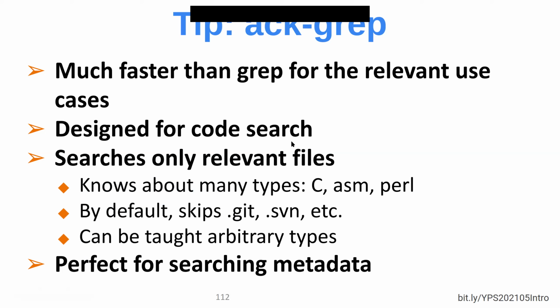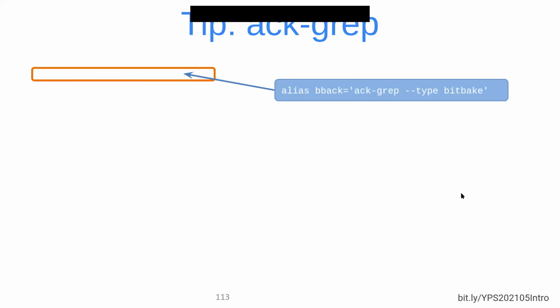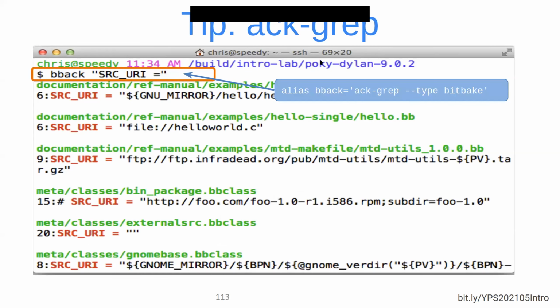We'll see that. You can use grep here, which allows you to grep for the relevant use cases. It's designed for code search. It knows about different kinds of things. It skips .git directories by default and stuff like that. It can be taught arbitrary types if you need to. It's really great for searching metadata. You can see that.